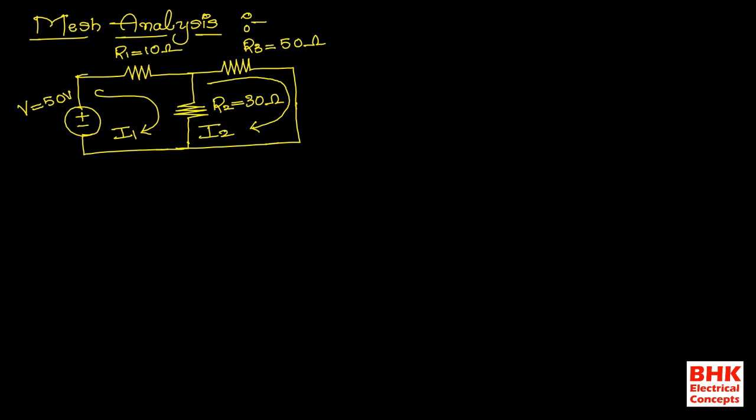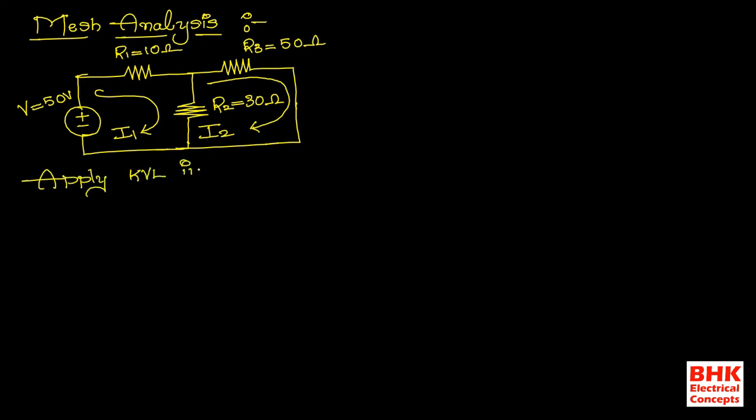Now we are going to solve this problem with the help of the mesh analysis concept. In order to get the currents flowing in the loops, we have two loops, so two currents are flowing. The most important thing is that the direction of current is always decided by the sign of the voltage source. Here the plus and minus signs are given, so the currents flow in the loops like this.